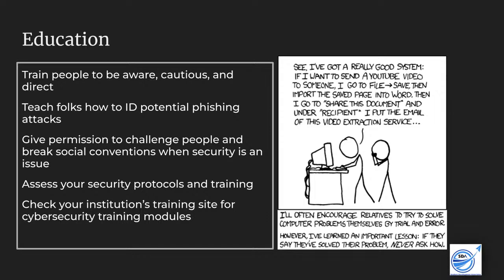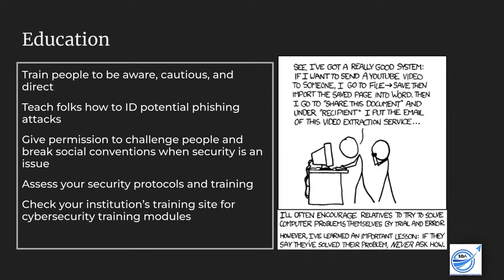How to avoid phishing and social engineering though? Education. Train people to be aware, cautious, and direct with folks. If people are able to give themselves permission to stand up and say, "Hey, hold on, you need to card in. You need to swipe your key before you're able to enter the building," and have that be not a rude thing to do, but just a common practice, then you can start overcoming some social engineering tactics.